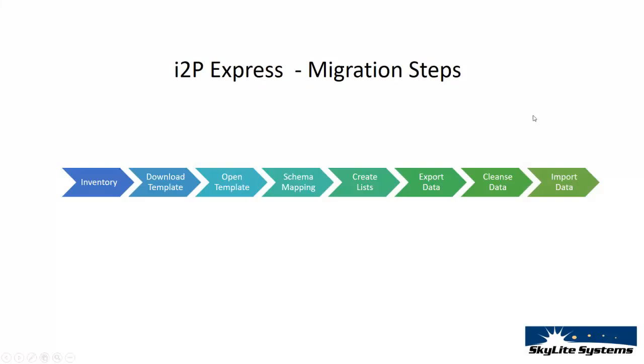Let's get started. When you use i2P Express, you're going to go through 8 steps in your migration process. The first one is going to be taking an inventory to find out where those InfoPath forms are, how complex they are, how many there are, who last used it, and who was the last person to work on those templates. Then you can download one of the templates, open it up, map that old file data into a brand new SharePoint list, and then we'll go ahead and create that list for you in the tool. You can export the data out, cleanse it with Excel or Power BI, and finally migrate that data into your new list so you can create the new PowerApps or Flow solution.